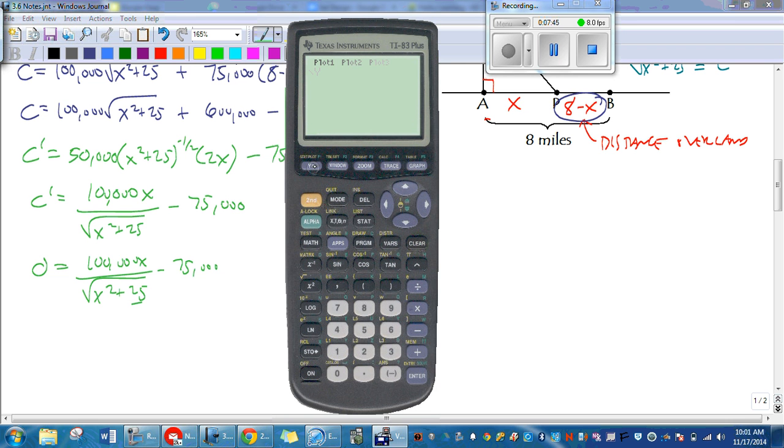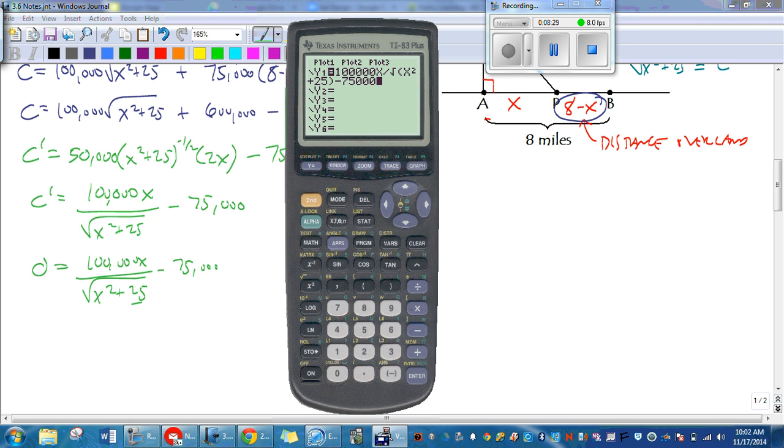So I'm going to put this in for my y equals. So I have 100,000 divided by square root of x squared plus 25. So I want to go back up here, x in. And so 100,000x divided by square root of x squared plus 25, minus 75,000.